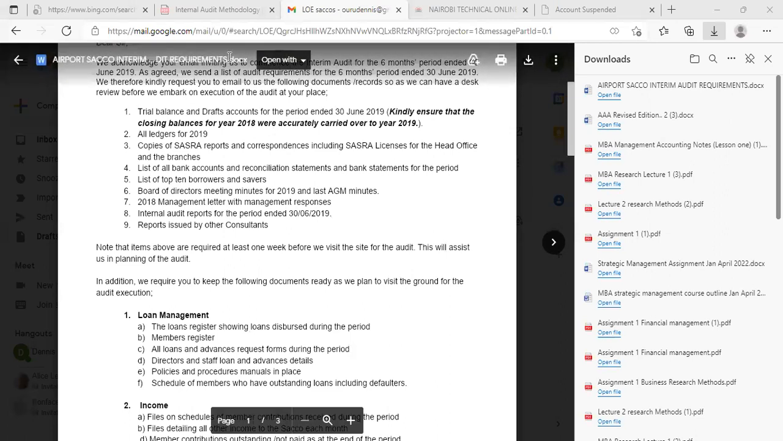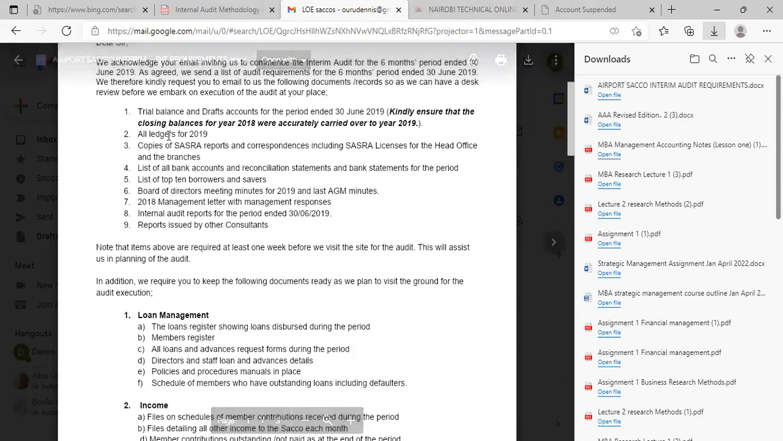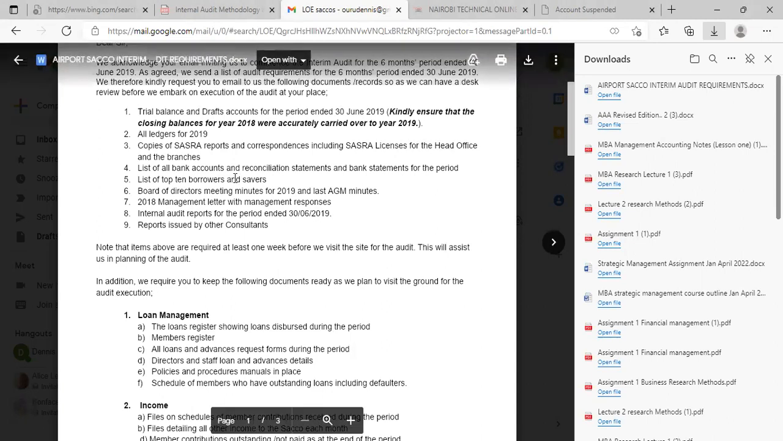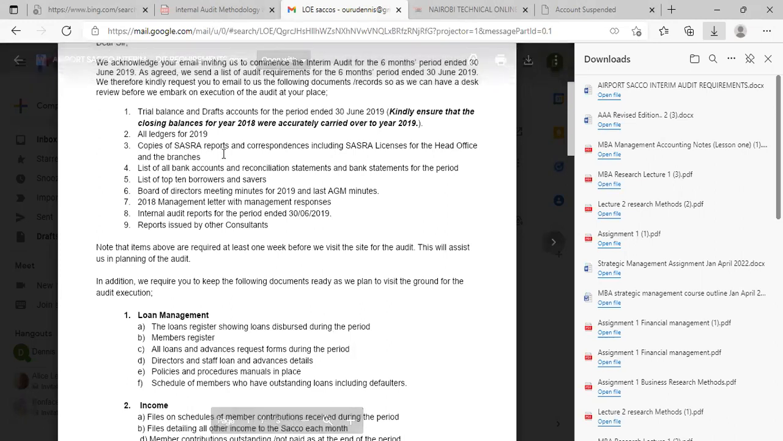Like now here, the trial balance and draft accounts for the period, the year. You need that. That is a list of requirements. All ledgers for 2019 we need. We need copies of SASRA report and correspondence, including the SASRA license for the head office and the branches. So you want the SASRA license to show that these guys are actually operating legally. You need a list of the bank accounts and reconciliation statements.